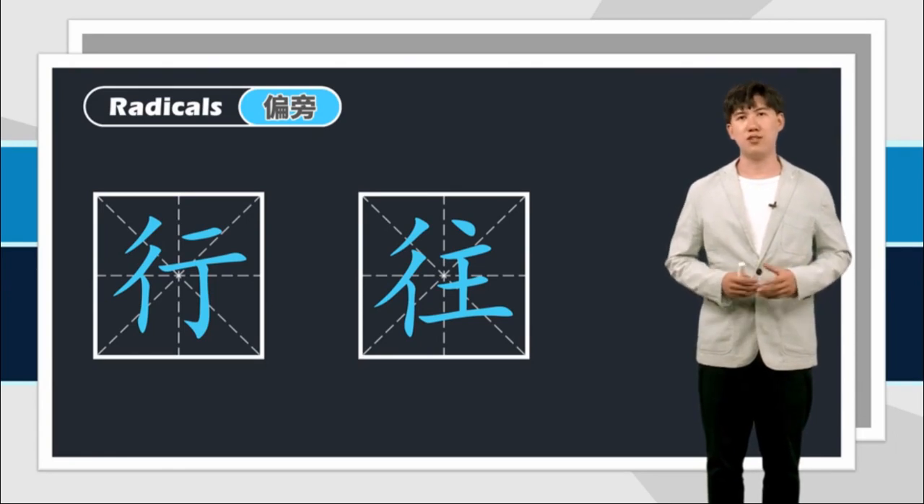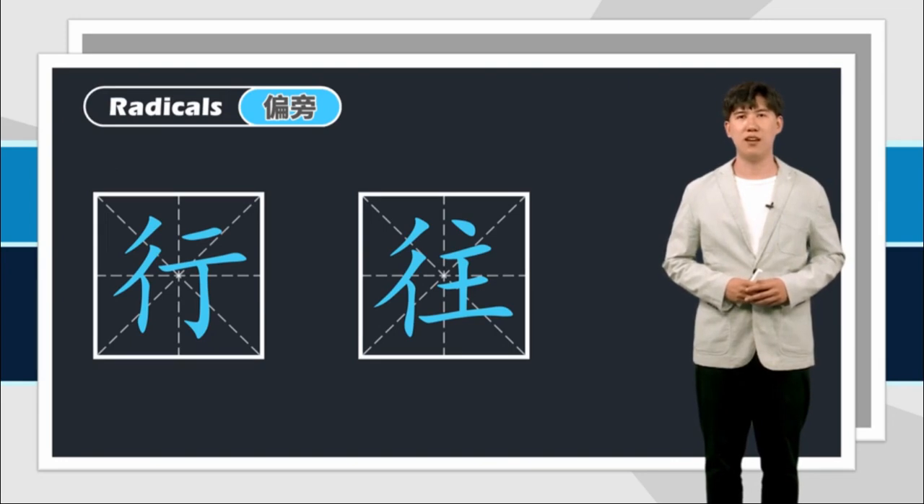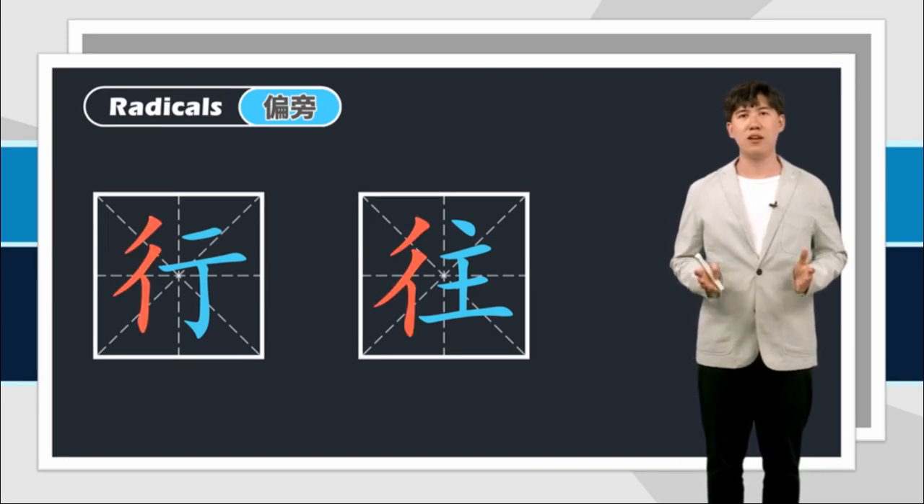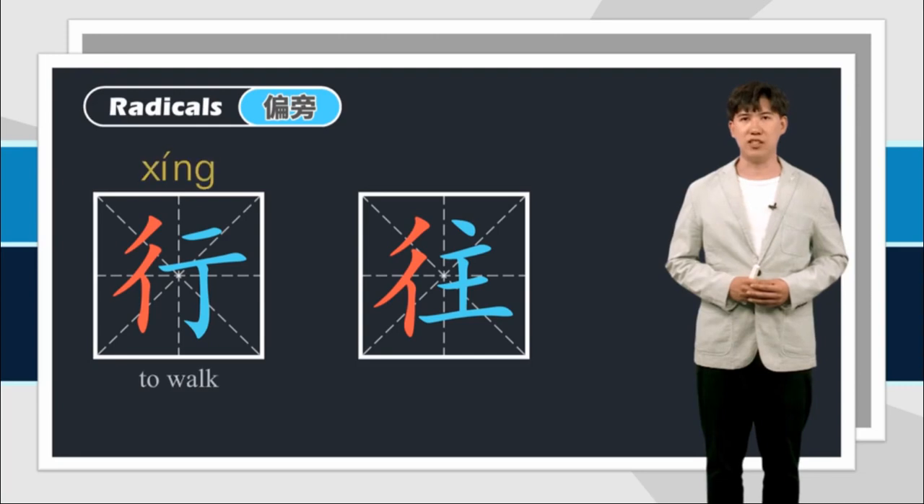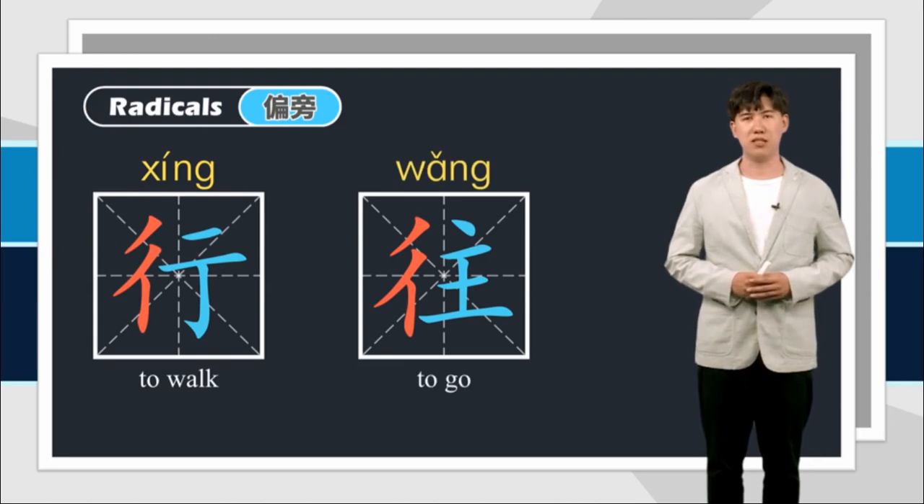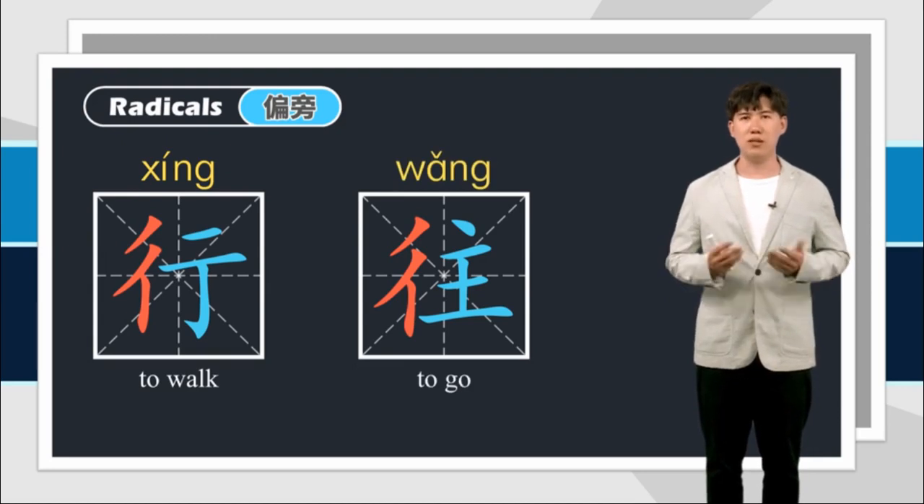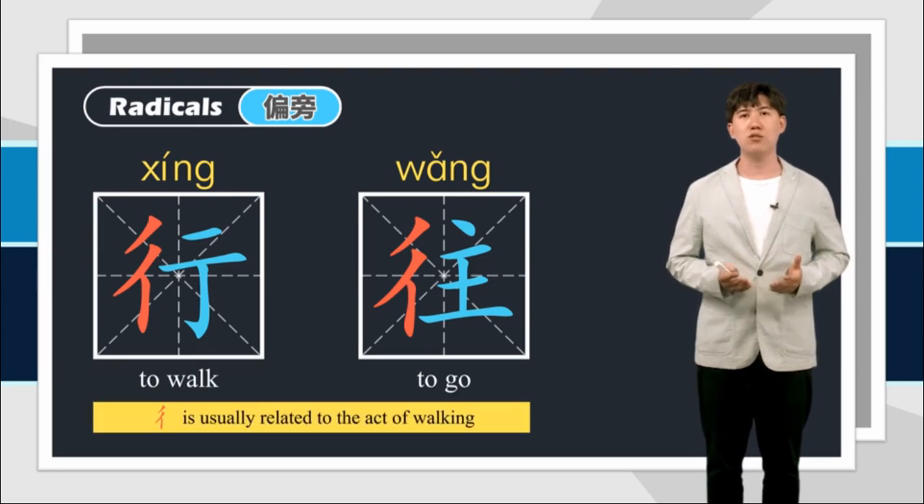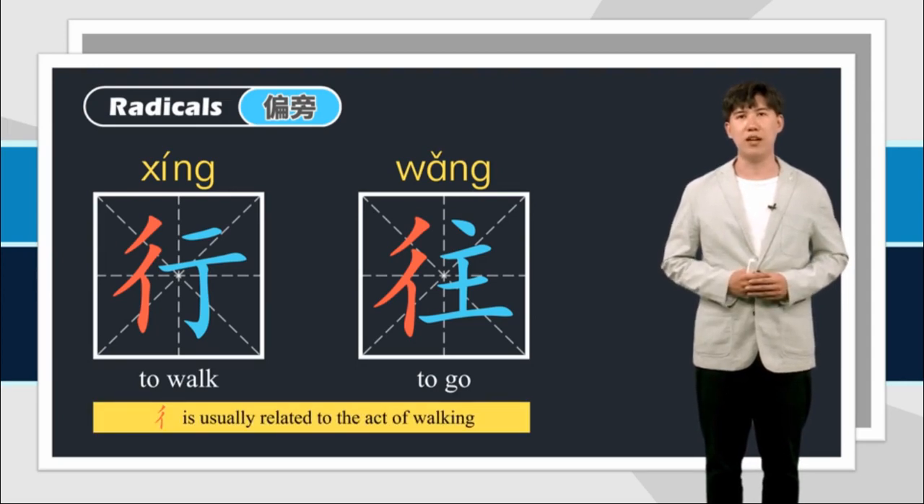First, look at these two characters and try to find out the same part. Correct. Both of them contain the left side, 双人旁. The character on the left is 行, which means to walk, and the one on the right, 往, means to go. What's the meaning of the radical? Correct. The radical 双人旁 is usually related to the act of walking.